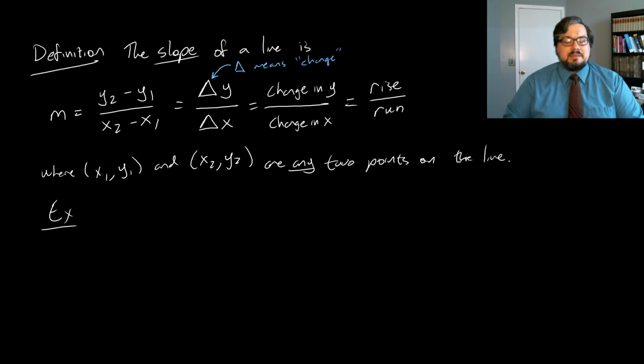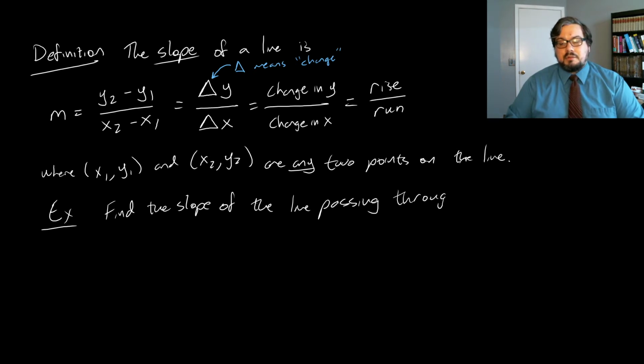So let's take a simple example. Let's find the slope of the line passing through the points 3, negative 4 and negative 2, 7.